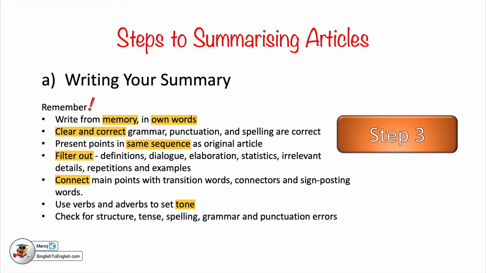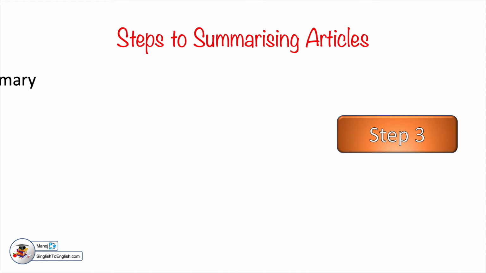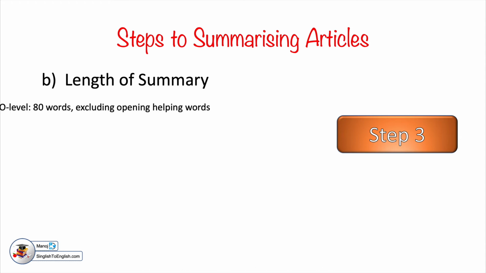Once the points have been revised, it is time to check the summary for structure, tense, spelling, grammar, and punctuation errors. Length of a summary. The length of a summary depends on the original article. O-level students are expected to write 80 words excluding the opening helping words. I will show you an example a bit later.